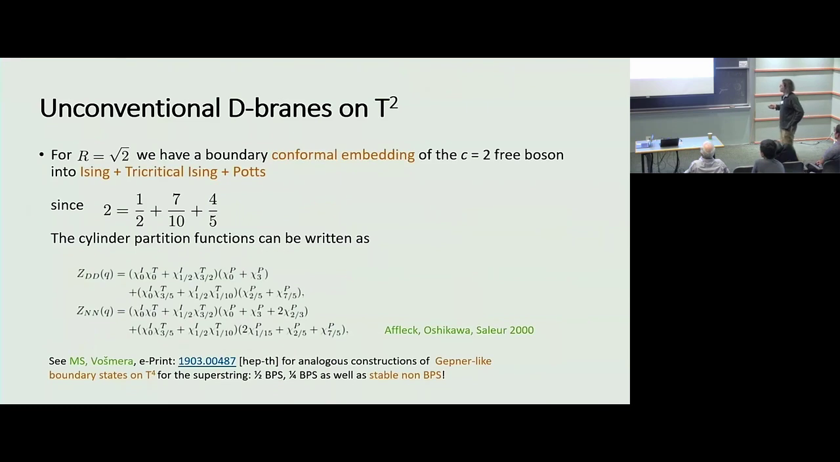Analogous conformal embedding techniques were used by Jakub in this paper, where we looked at the superstring on T4, and we found stable half BPS, quarter BPS, but also some stable non-BPS states, which are not of the usual form.